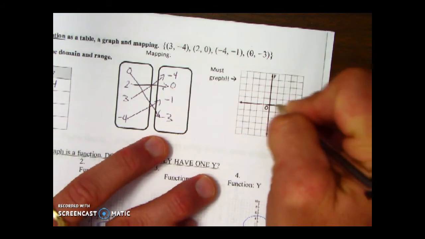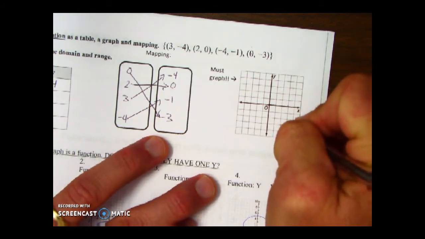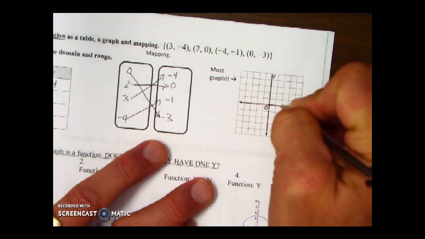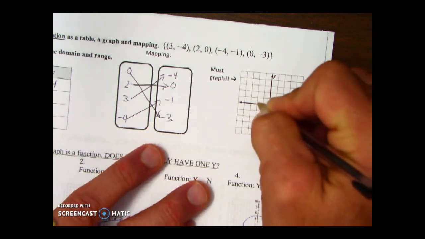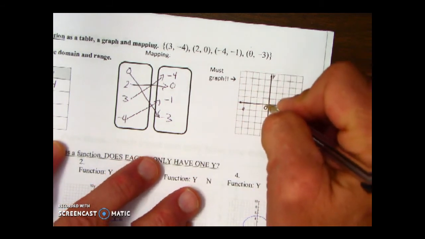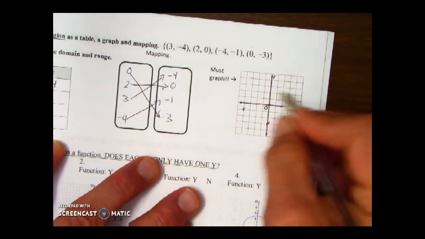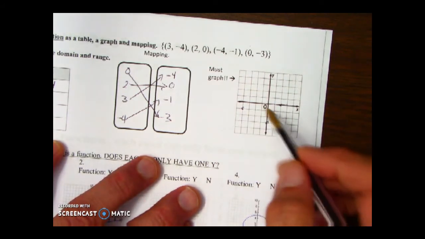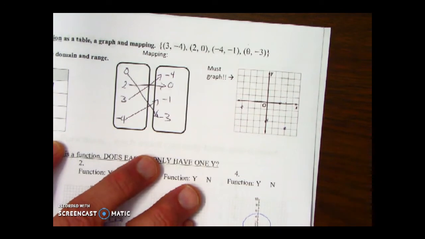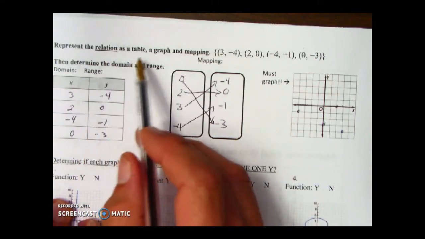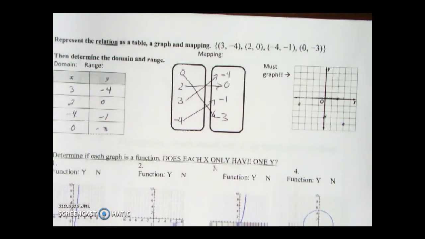3 gives me -4, so I go from 3 down to 1, 2, 3, 4, 2, and 0, -1, 2, 3, 4, and -1, and 0, and -3. Now, one thing you need to notice here is that we're not looking for any sort of linear relationship. These dots are all over the place. All we're doing is representing the relationship in a table, a graph, and as a map.